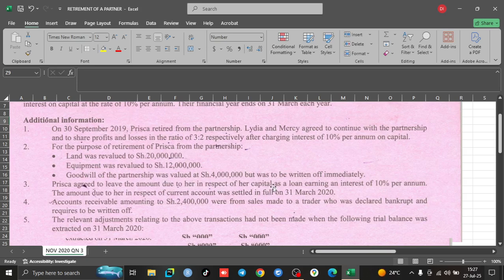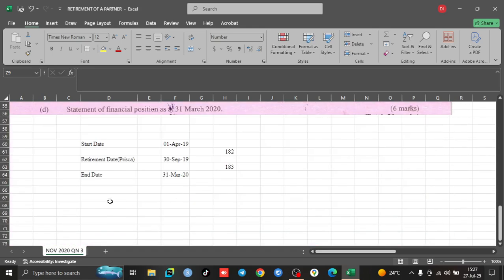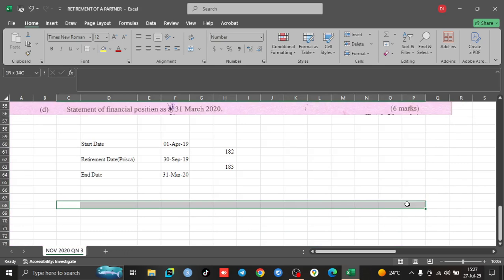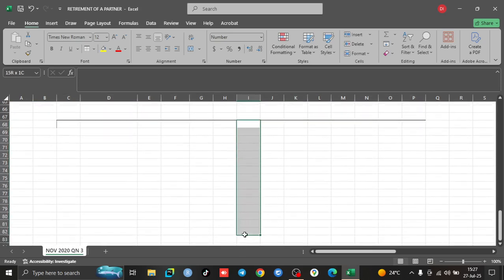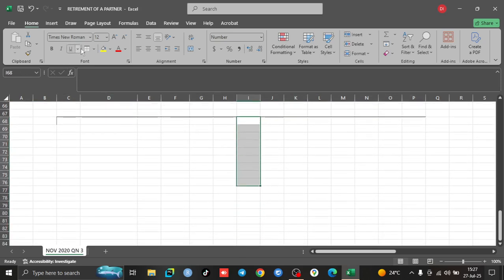Then we have something else we should account for. Priska, the amount she left to us as a loan, it was to be earning interest of 10% per annum. Since she retired 6 months after, we have to establish how much of her capital she left to us as a loan. So for that purpose, we have to create a capital account and account for all of these transactions before her retirement. So we call it partners capital account.